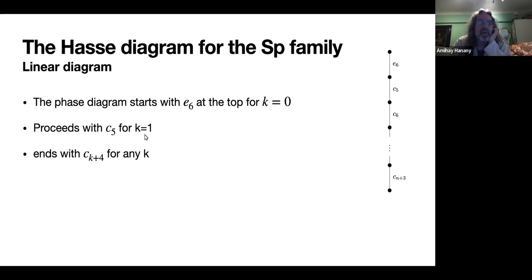Okay. Now, if I take k equals 1, then the phase diagram will have 3 phases with the degenerations E6 followed by C5. And whenever I increase k by 1, I will add one more phase with a degeneration that raises the rank of C by 1 until I hit the last slice, which is C k plus 1. So n here is just k plus 1.